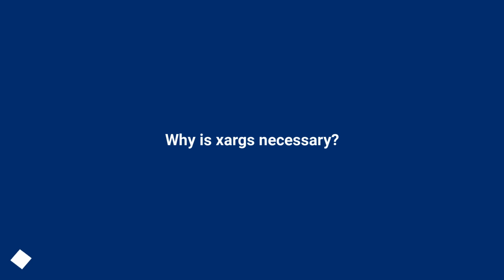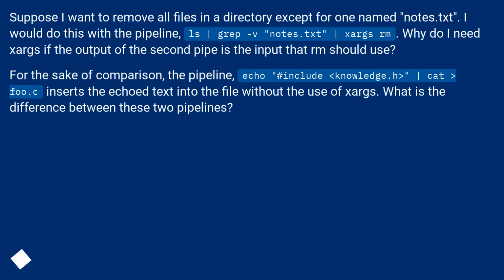Why is xargs necessary? Suppose I want to remove all files in a directory except for one named notes.txt. I would do this with the pipeline ls | grep -v notes.txt | xargs rm. Why do I need xargs, as the output of the second pipe is the input that rm should use?